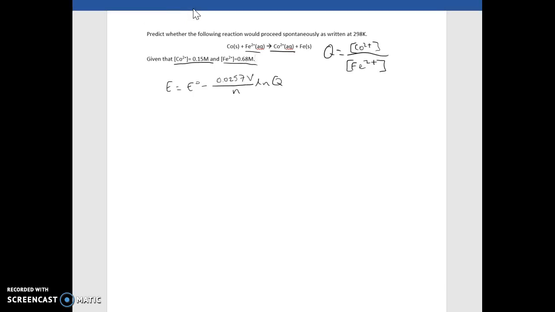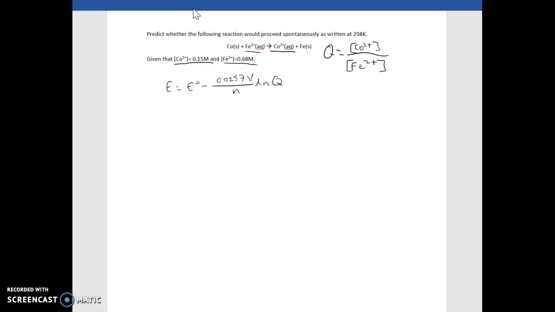So we've written down the equation we're going to use, and we also know that our Q is the concentration of our products over the concentration of our reactants, and that we don't include the iron solid and the cobalt solid because they're solids, and their concentrations aren't really going to affect the overall reaction that much.